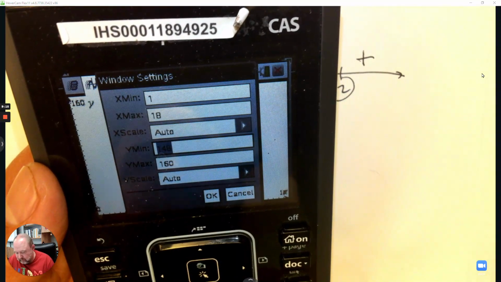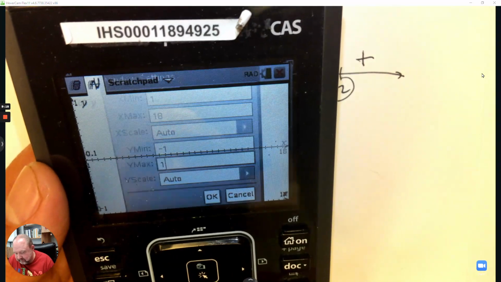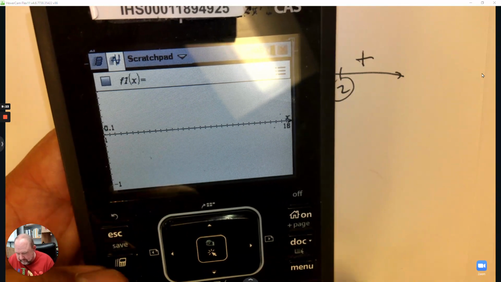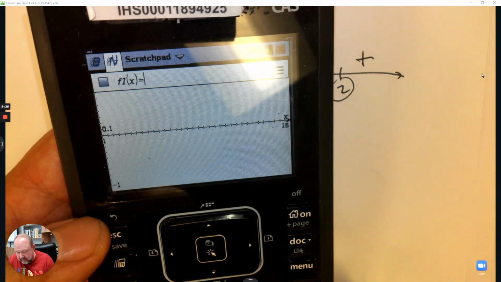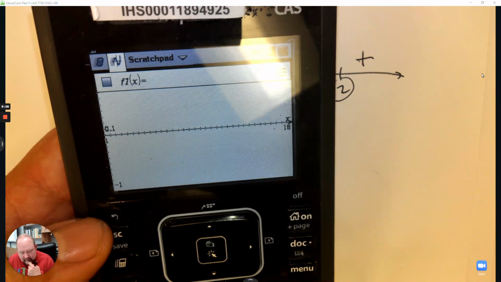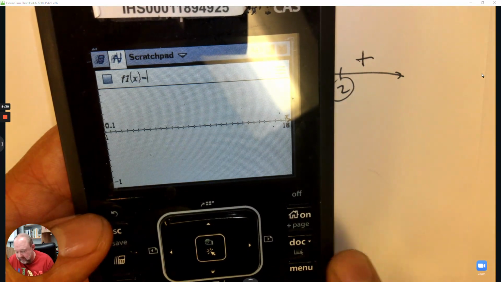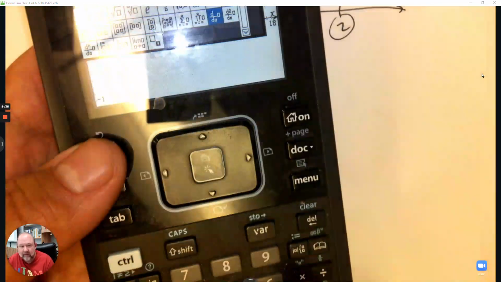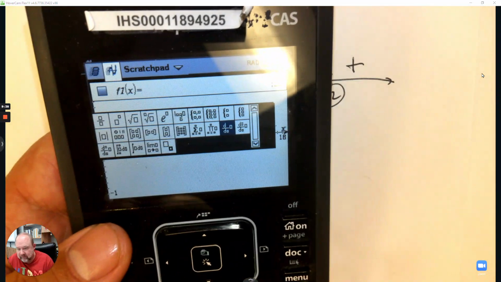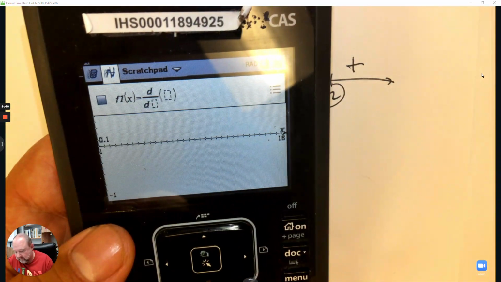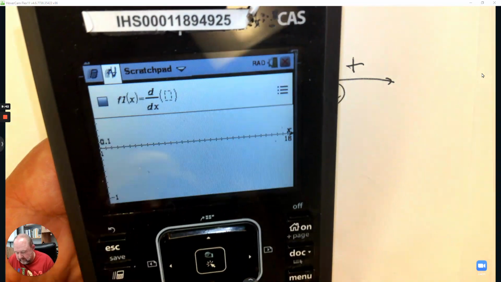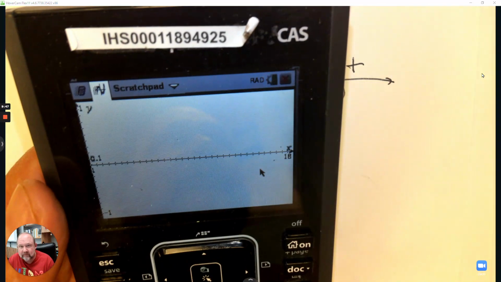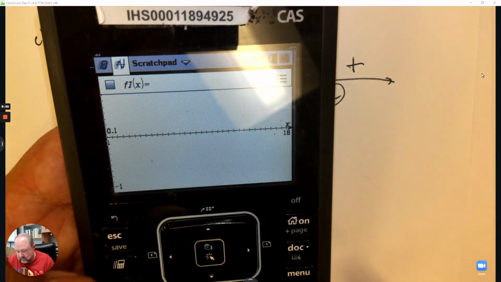This is way too much. Okay, so I changed the window so I can kind of see it. And then I'm going to do that for acceleration. It's the derivative of the velocity. So I'm going to press the button right beside the 9. I'm going to press the derivative button and then control divide. I'm going to type that in. Oops, what did I do? So try it again.